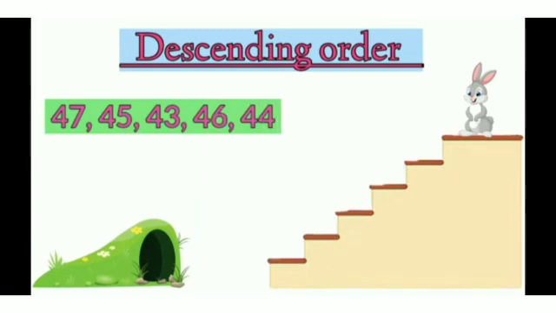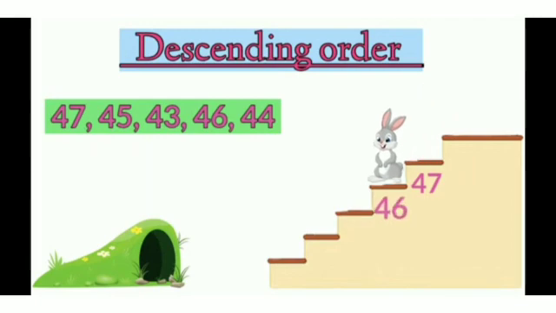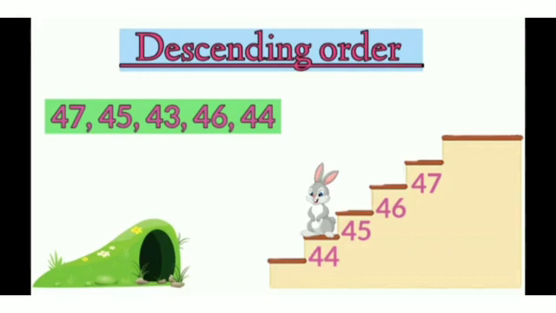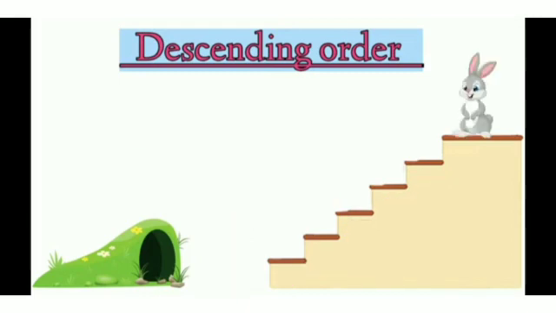Student, which number comes on the top? It means first of all we will take the greatest number. Which is the greatest number? Yes, very good. 47, then 46, 45, 44 and last one is 43. Well done. Now which is the greatest number in this example? 47 is the greatest number and 43 is the smallest number.